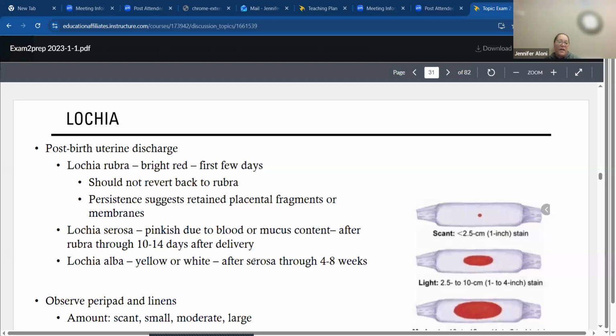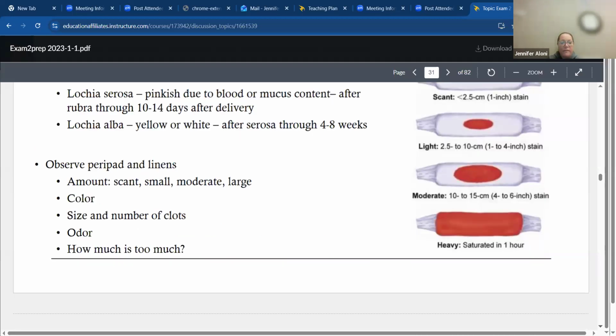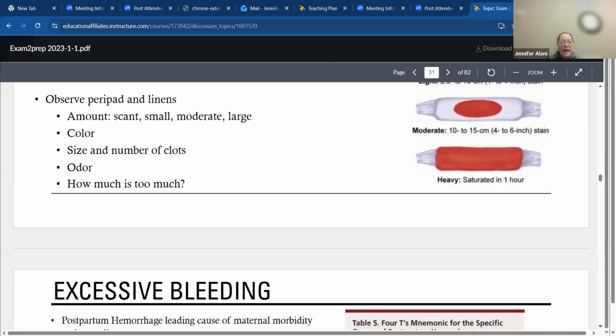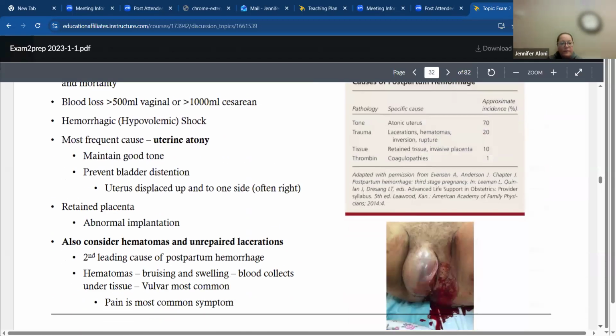Sorry. Okay, so we're looking at our lochia. How much do we have? We have our rubra, first few days, serosa, and then alba. Okay, alba can go for 4 to 8 weeks postpartum. So we're going to look at color, size of clots, odor, how much is too much.